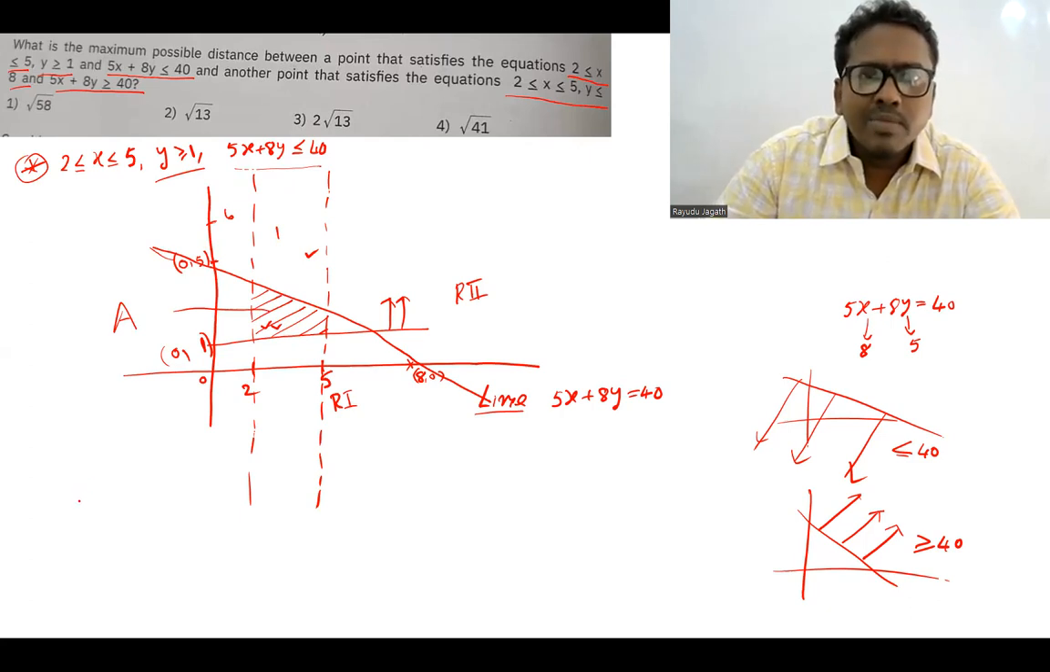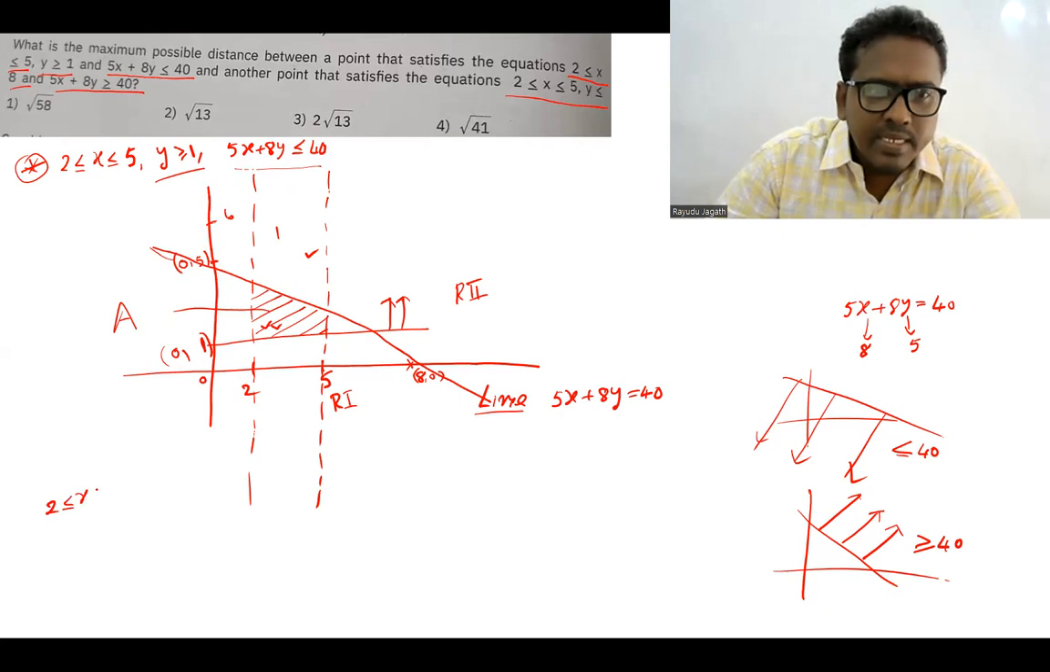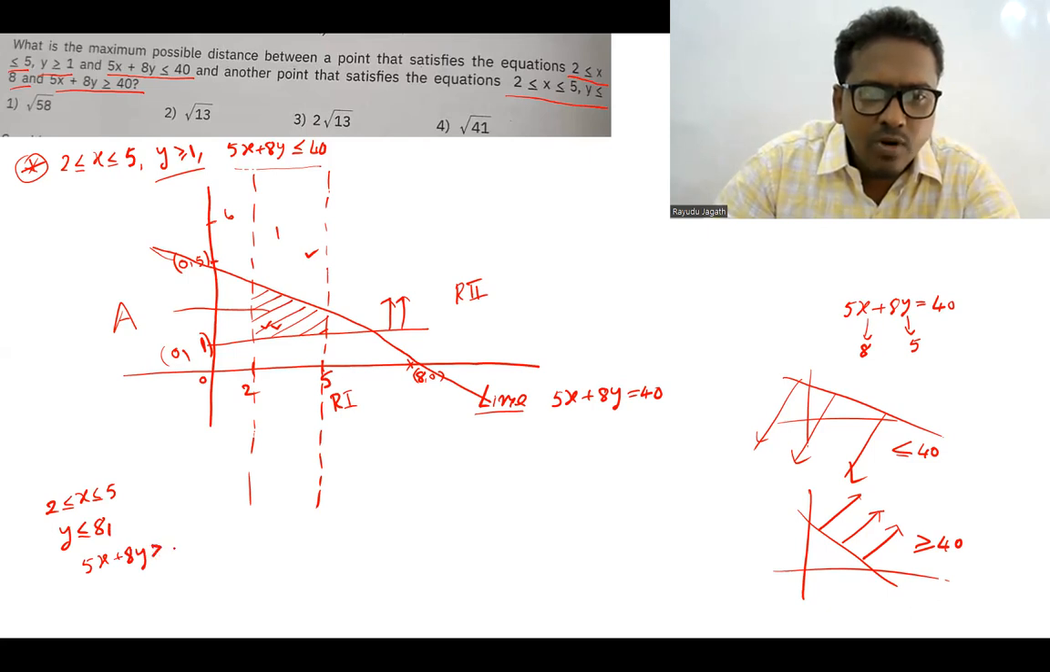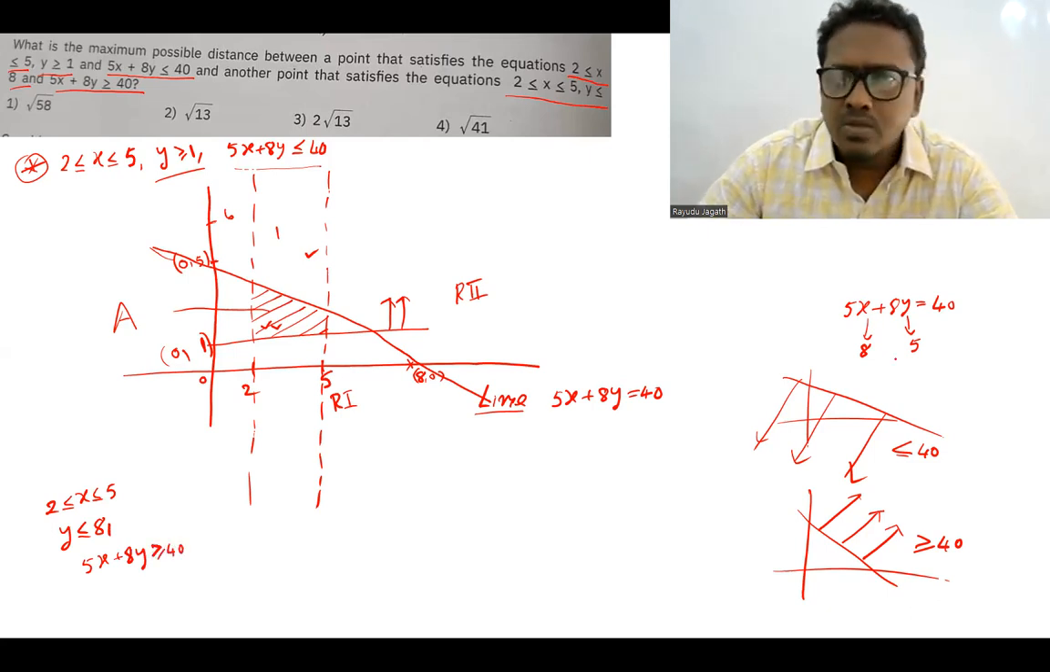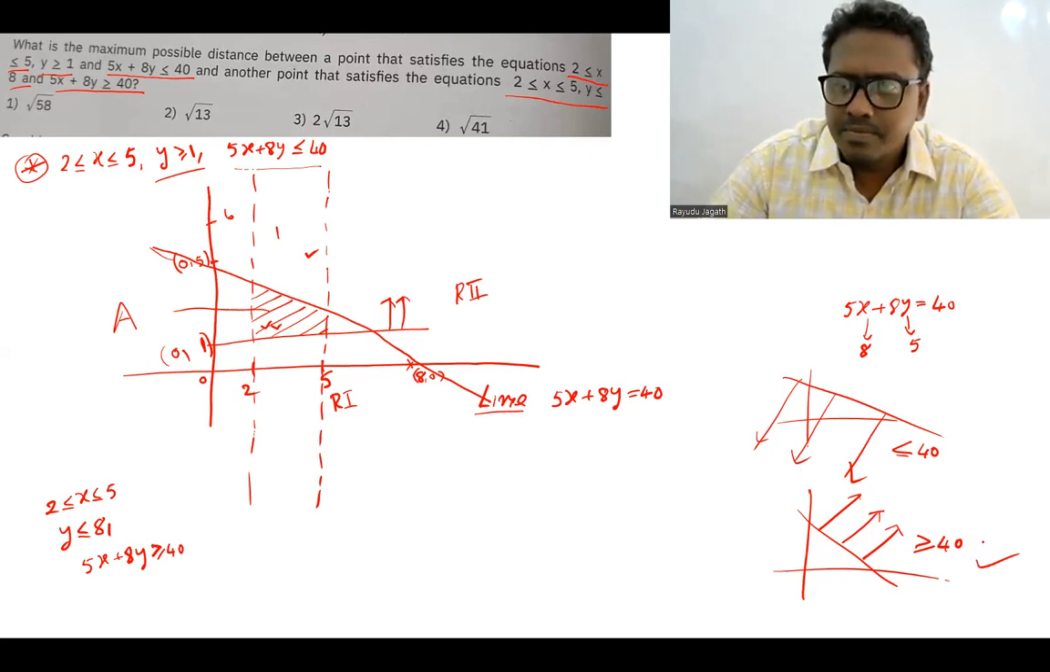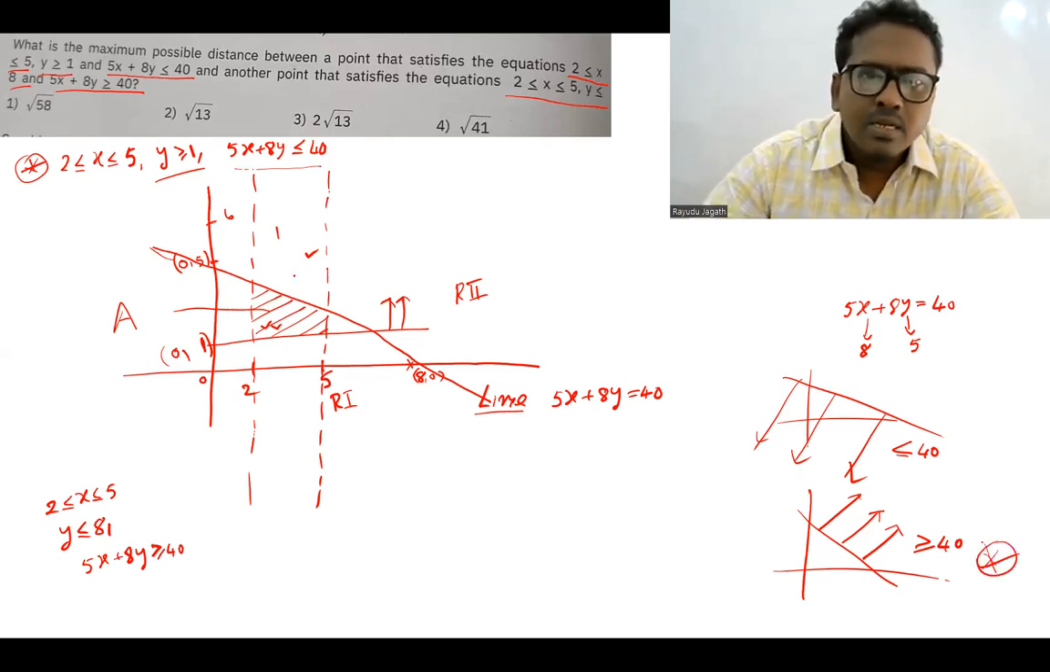The second part says that 2 less than or equal to x less than or equal to 5, and y less than or equal to 8, and 5x plus 8y greater than or equal to 40. Just now we discussed that 5x plus 8y greater than or equal to 40 comes under the upper region. So this is the region.